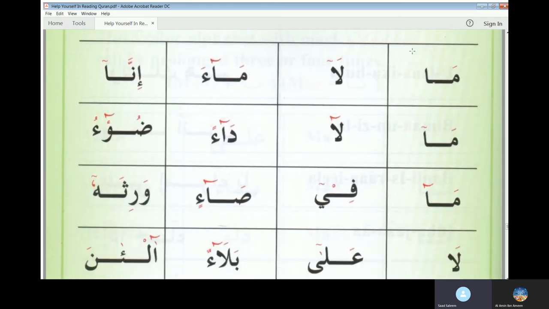So tell me, how many times you will prolong this alif madd? Two times. And this madd? Three. This one? Four. Four times. How many times? Four times, okay.